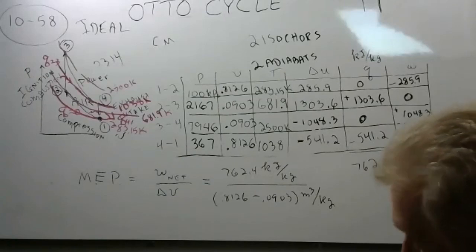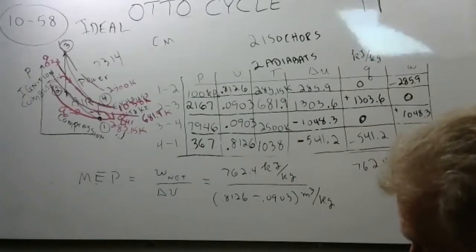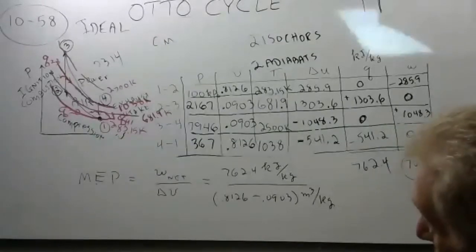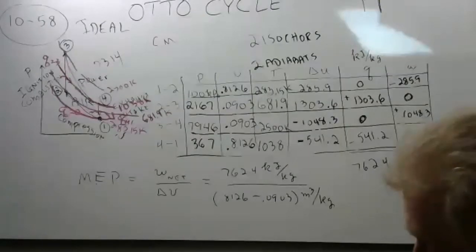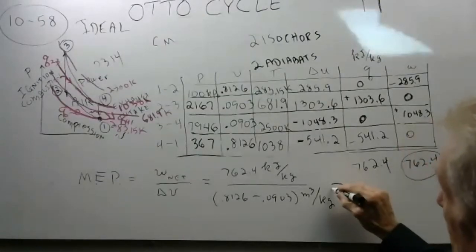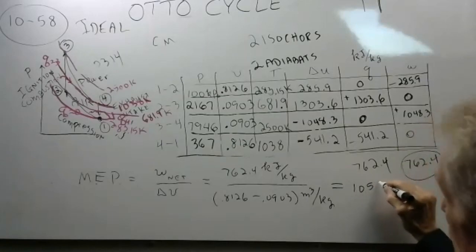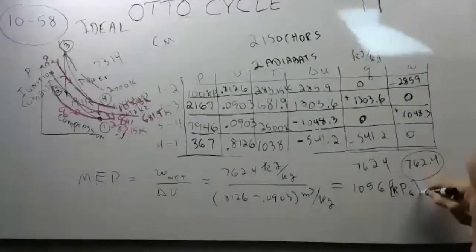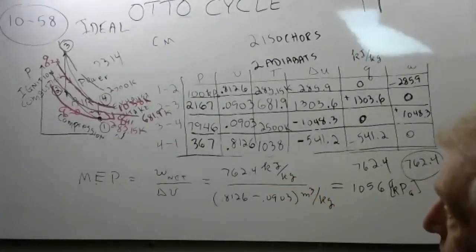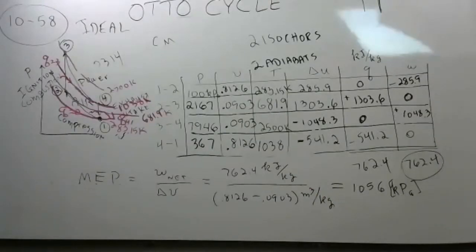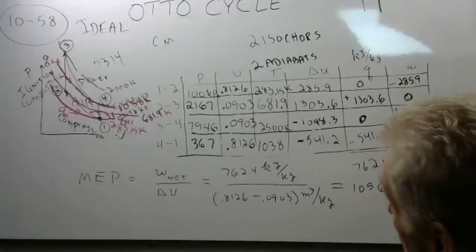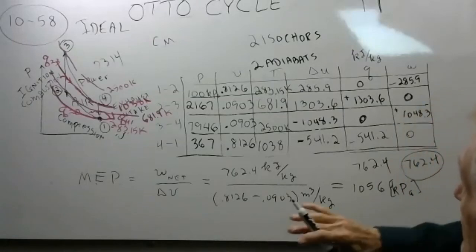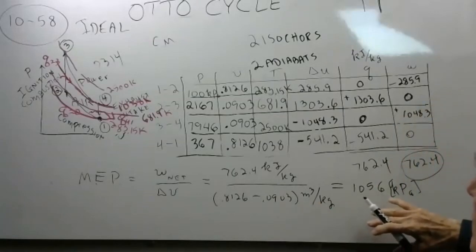762.4 divided by 0.7223. Well, I got an answer. I'm getting 1050, rounded off to 6. The units turn out to be kilopascals. See, the kilograms cancel. And a kilojoule is a kilonewton times a meter. So that'll give you a kilopascal.